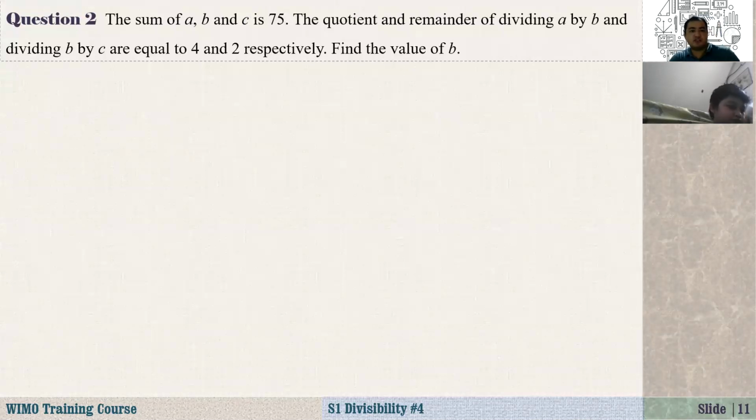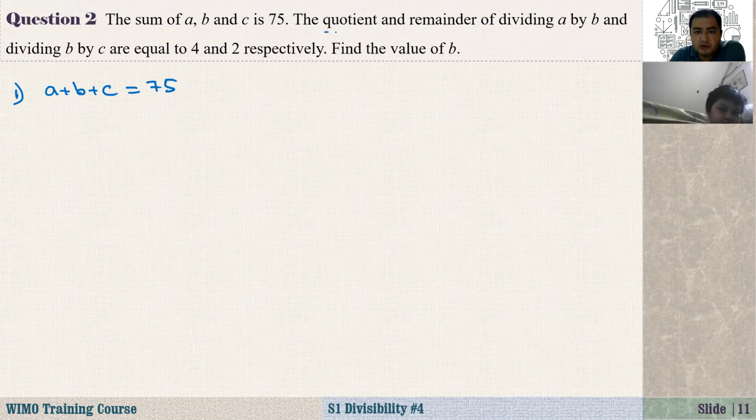Next question: the sum of A, B, and C is 75, right? The quotient and remainder of dividing A by B and dividing B by C are equal to 4 and 2 respectively. Find the value of B. This is a little bit tricky question. If you don't understand the question, I think you cannot solve this. What is the first part? It says that A plus B plus C is equal to 75, right?